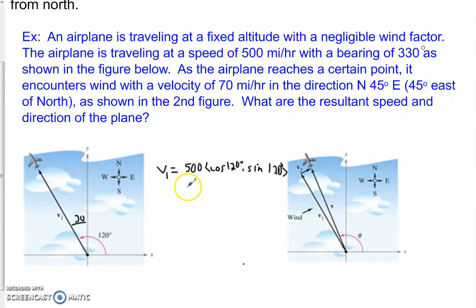So here's V1, and I'm going to write what that's equal to. If I multiply that, the cosine of 120 degrees, if I just go ahead and crunch those in my calculator, and that's probably what you're going to do, I got an answer of negative 250, which is no surprise. You can see it going to the left. And then my vertical component was 433.013.